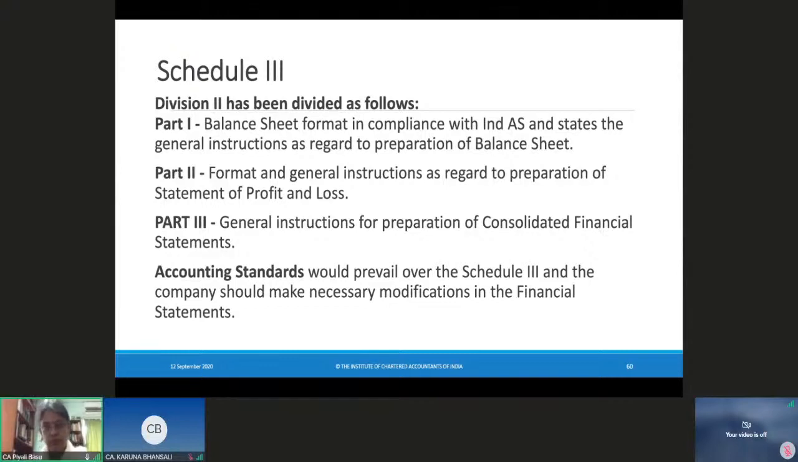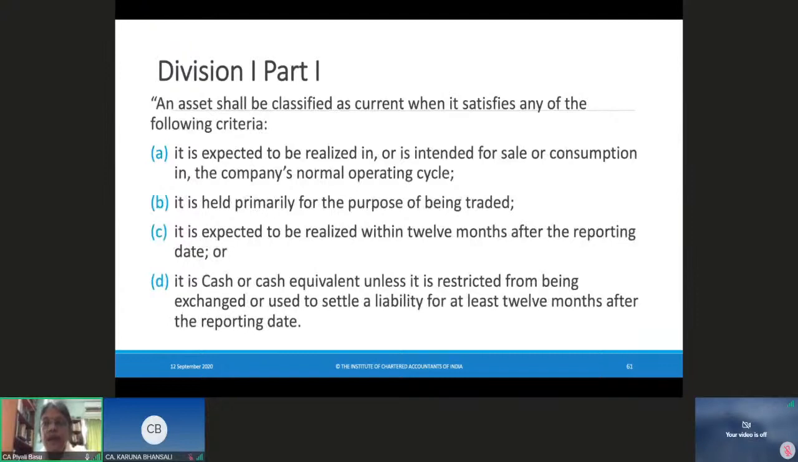Just for recapitulation purpose, maybe. Okay, so let's come to it. In part 1 of Division 1, we are talking about the balance sheet, where we are talking of assets and liabilities, right? So an asset shall be classified. Here we split the asset into current assets and non-current assets.